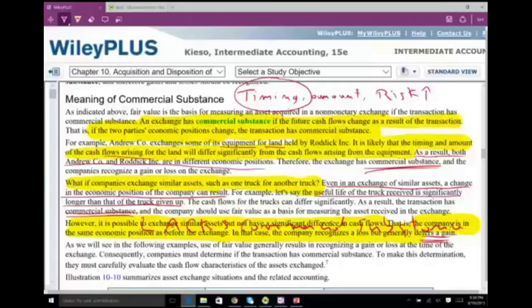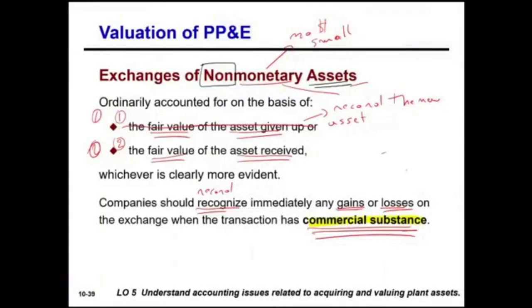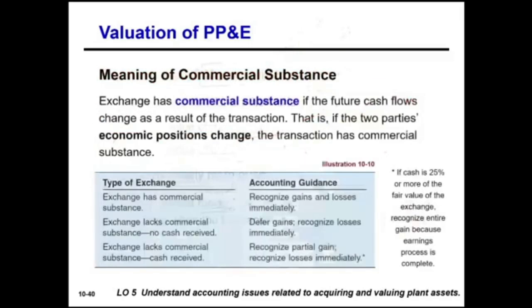But this is what it means to know if the transaction has commercial substance or lacks commercial substance. Once I use this term in the future, I'm going to assume that you know what it means. Okay, so, meaning of commercial substance. An exchange has commercial substance if the future cash flow changes as a result of the transaction. If the two parties' positions change, the exchange has commercial substance.